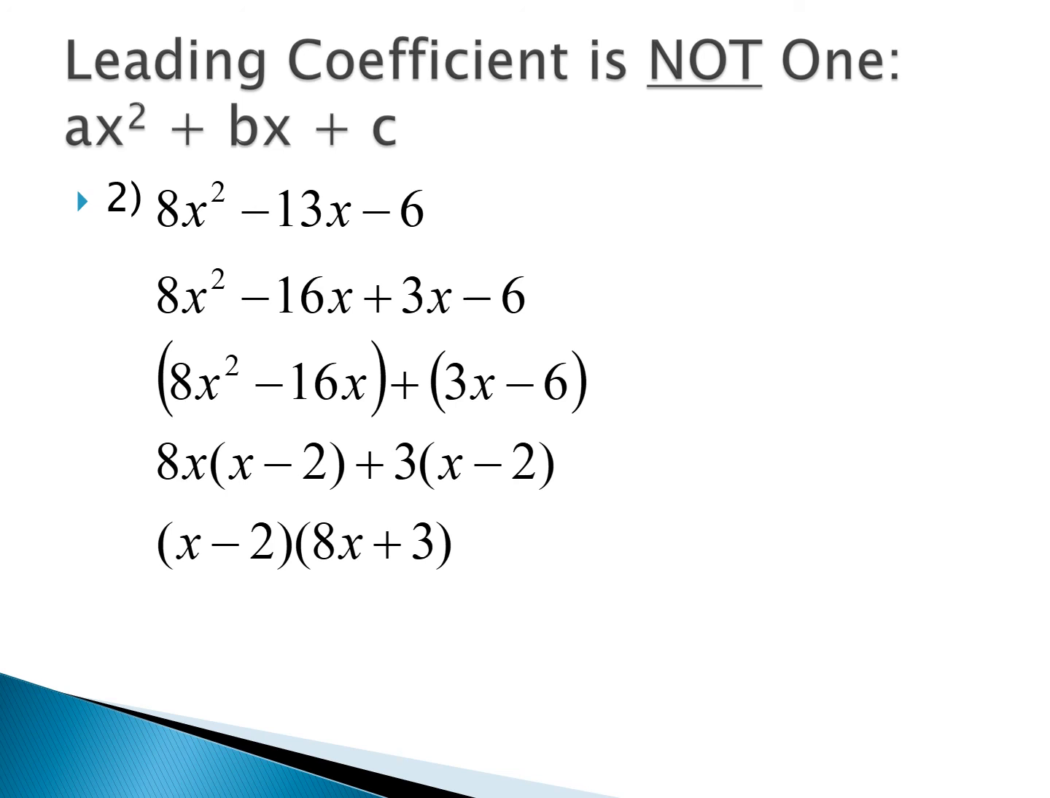So there was no GCF. When you multiply the first two together, A and C together, you get negative 48 and negative 13. So what two numbers multiply to get negative 48 that add to get negative 13? It's negative 16 and 3. Then I group those together after I rewrote negative 13x as negative 16x and 3x. Factor my GCFs of each of those separately, 8x and 3x. My x minus 2's are the same. And then I factor out that common binomial, get x minus 2 and 8x plus 3.